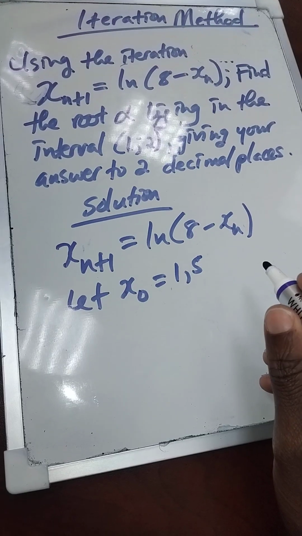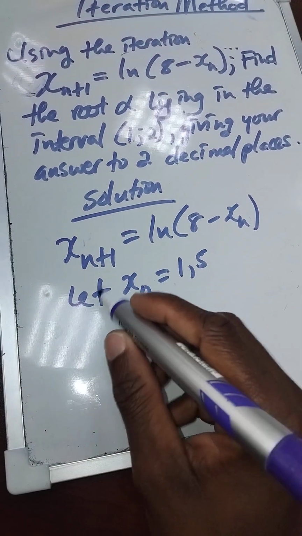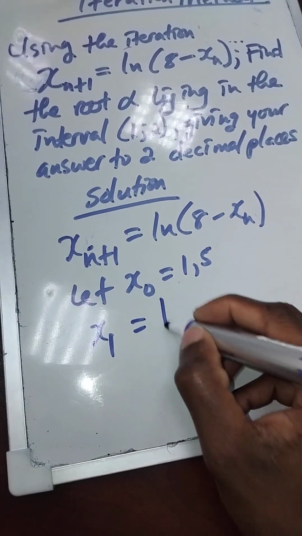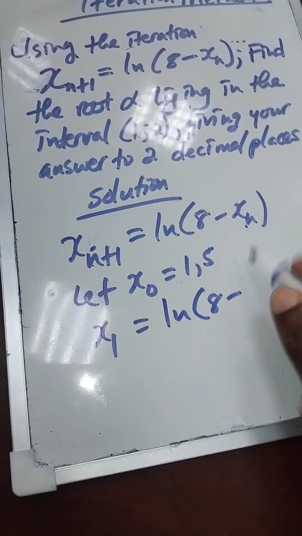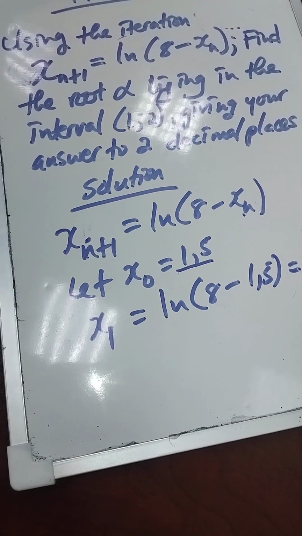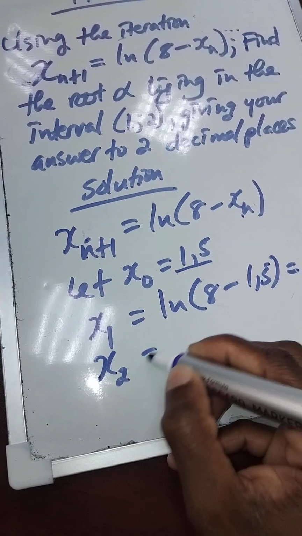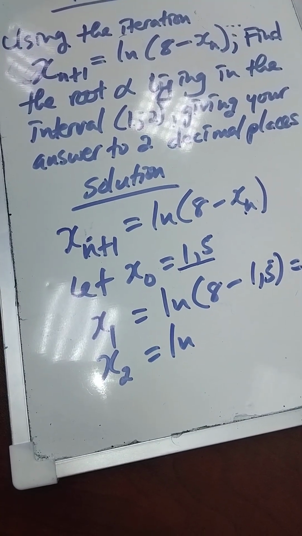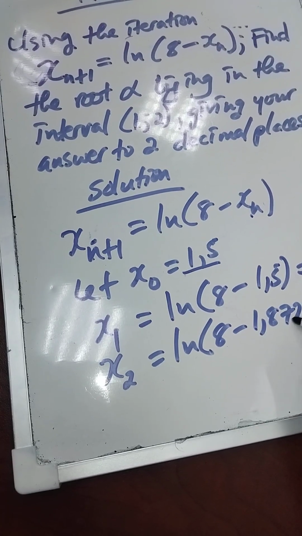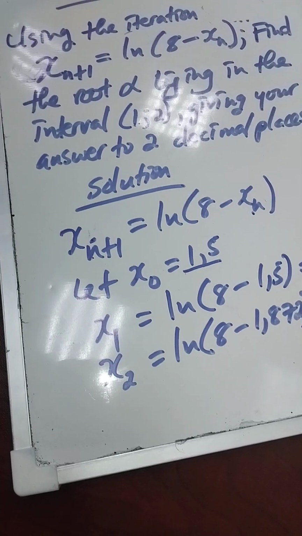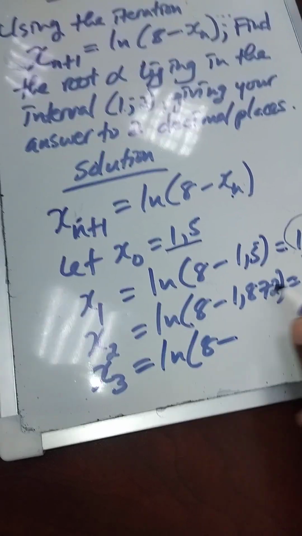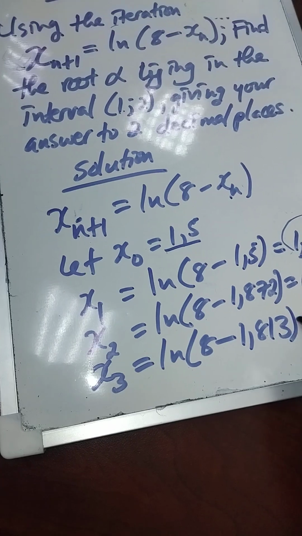So how to use the iteration method? First, we substitute x0 = 1,5 to find x1: ln(8 − 1,5) gives 1,872. Then for x2, we take x1 and substitute again: ln(8 − 1,872) gives 1,813. Then x3 is equal to ln(8 − 1,813).